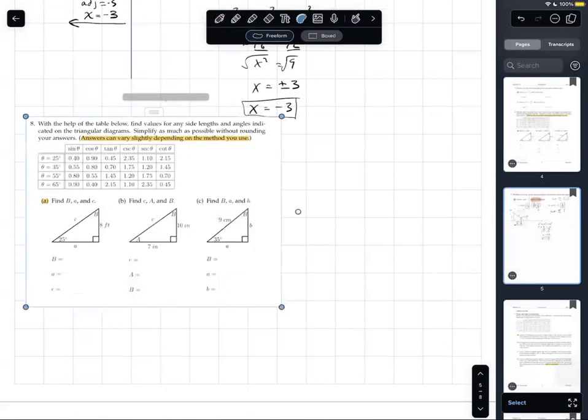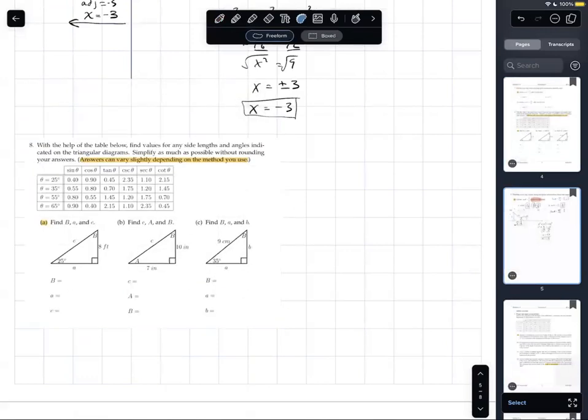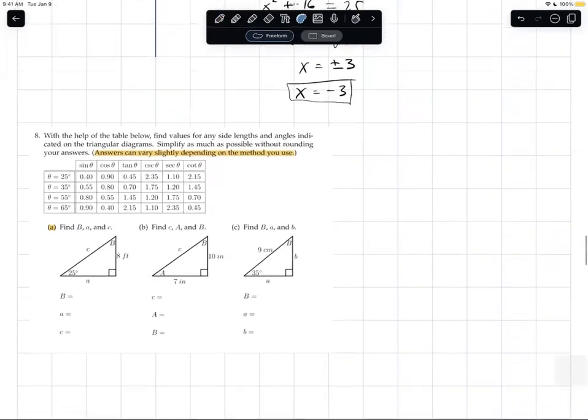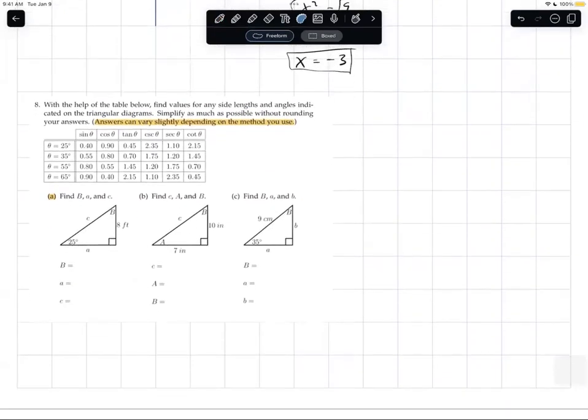Okay, let's see what this says here. B. Find C, A, and B. I'll go over the nicest way to do this problem. I can open it up in case we have questions, but let's start by finding one of the angles, angle A.